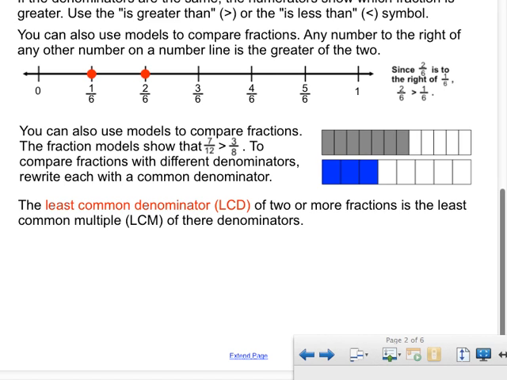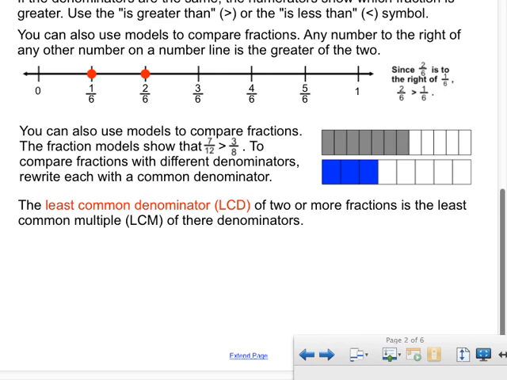To compare fractions with different denominators, rewrite each with a common denominator. That's what we were talking about earlier. So we have 2 strategies. We said, hey, if the numerators are the same, you have a strategy to compare them. If the denominators are the same, you have a strategy to compare them. But sometimes you have to find a common denominator, okay?